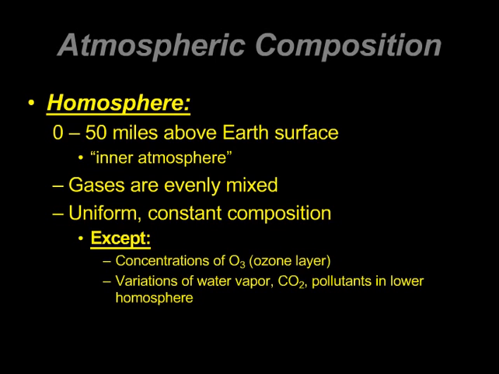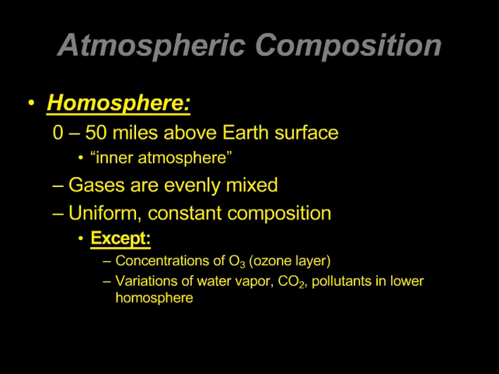There are some exceptions. We'll come back and talk about the ozone layer in a minute when we talk about the ozonosphere. But in the ozone layer, you do see areas that have higher concentrations of O3, which we'll talk about here in a minute, than other areas further below the ozone layer. Also, you're going to find variations in water vapor, i.e. clouds, CO2 or carbon dioxide, pollutants. You're going to find variations.